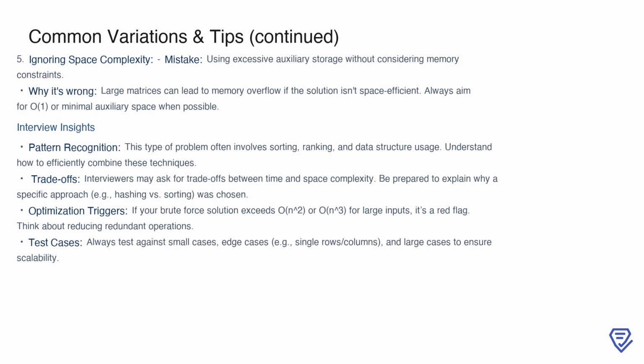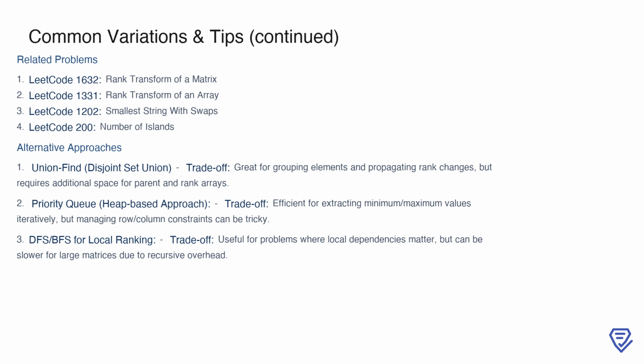Another point to keep in mind is optimization triggers. If your brute force solution exceeds O(n squared) or O(n cubed) for large input sizes, it's a red flag that you should optimize by reducing redundant operations. Lastly, always test your solution thoroughly, covering small cases, edge cases like single rows or columns, and large cases to ensure it scales well. This problem is also closely related to other problems that you might encounter.